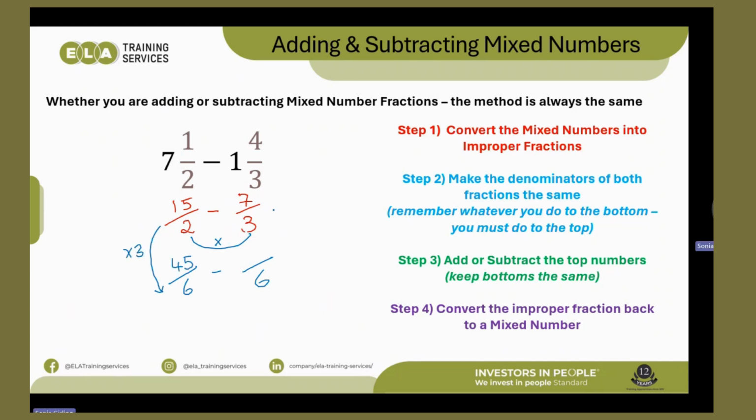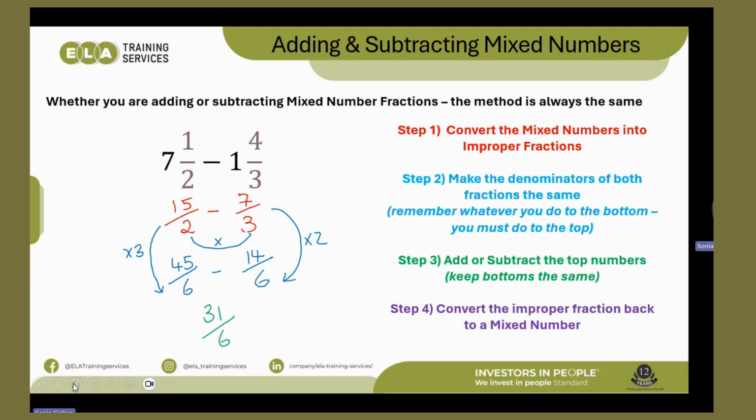And then we're going to do the opposite. So 7/3, we're going to times that entire fraction by the opposite side, which is 2. So 7 times 2 is 14. And then we're left with 45 over 6, take away 14 over 6. We're now going to add or subtract them. So 45 take away 14 is then 31 over 6.